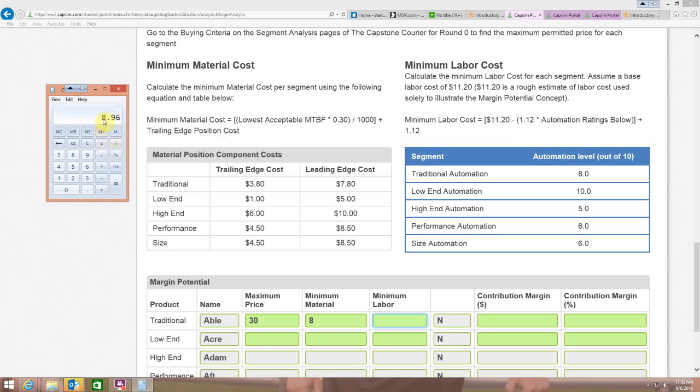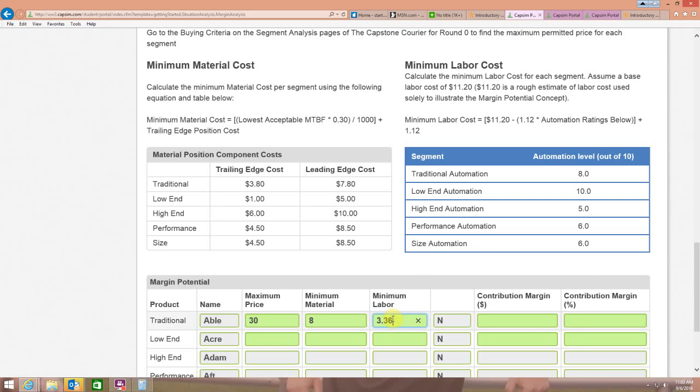So let's remember 8.96. I could do the memory thing, but I think it's easier just to remember it. 8.96. So I'm going to hit my clear, and I'm going to go $11.20 minus 8.96 equals that, plus, now I'm past the parentheses, so I can add back in that $1.12. 1.12 equals $3.36 is my minimum labor.